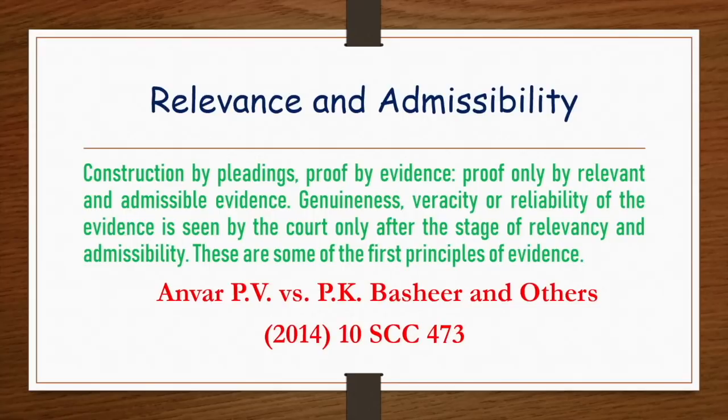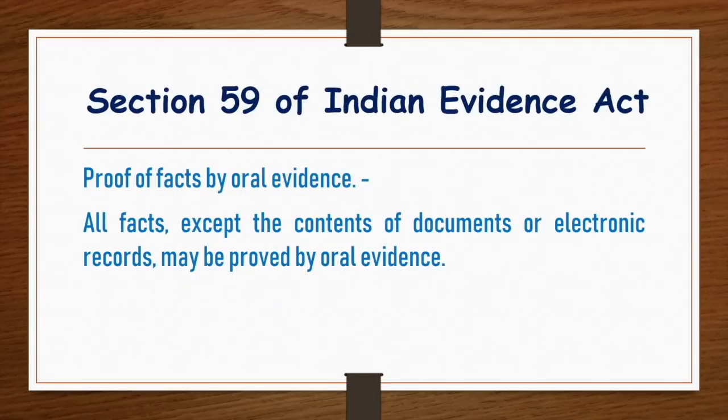What kind of evidence is required? Proof only by relevant and admissible evidence. Genuineness, veracity, or reliability of the evidence is seen by the court only after the stage of relevancy and admissibility. These are the first principles of evidence. So the most important thing is relevancy, and then comes the point of admissibility.